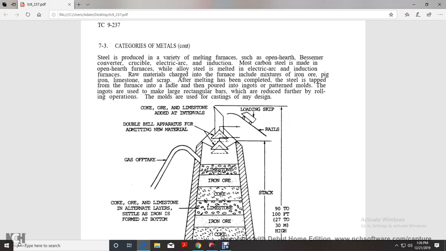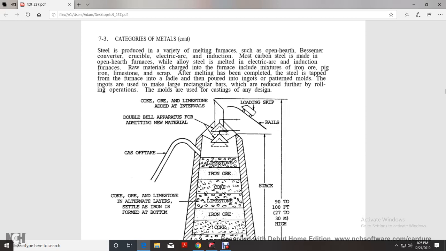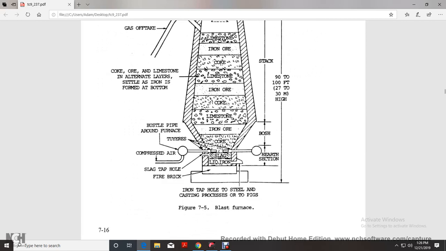Raw materials charged into the furnace include a mixture of iron ore, pig iron, limestone, and scrap. After melting has been completed, the steel is tapped from the furnace into a ladle and poured into ingots in patterned molds. The ingot is used to make large rectangular bars, which are reduced by a rolling operation. The molds are used for casting. And this shows a blast furnace.